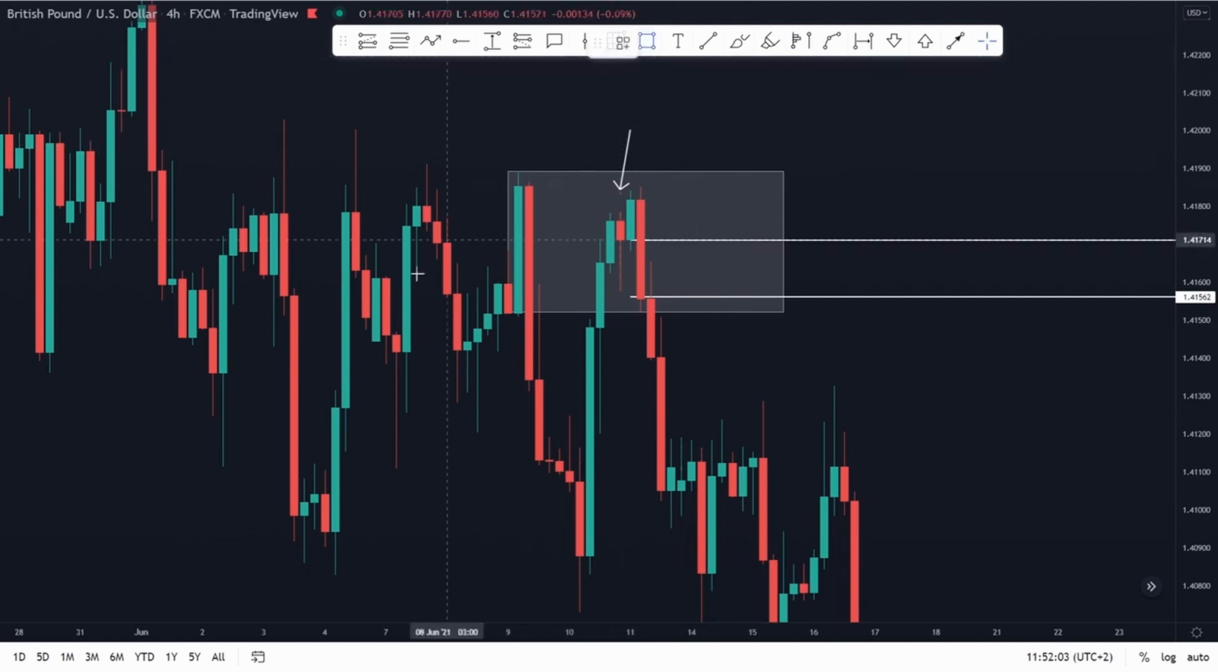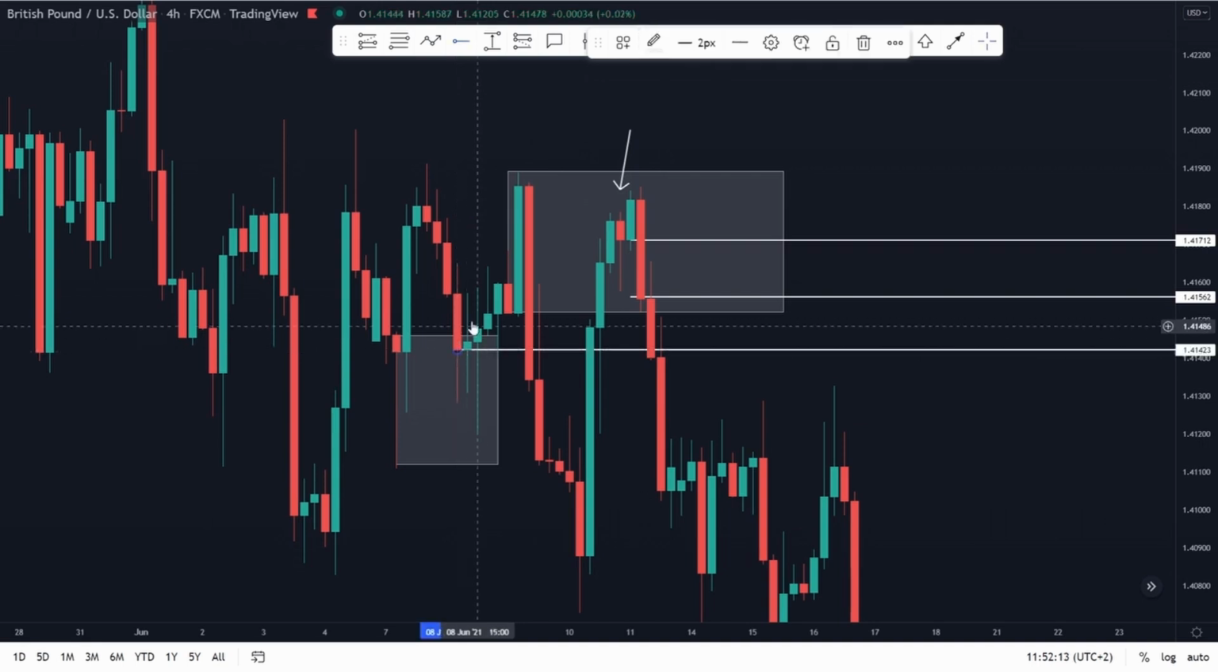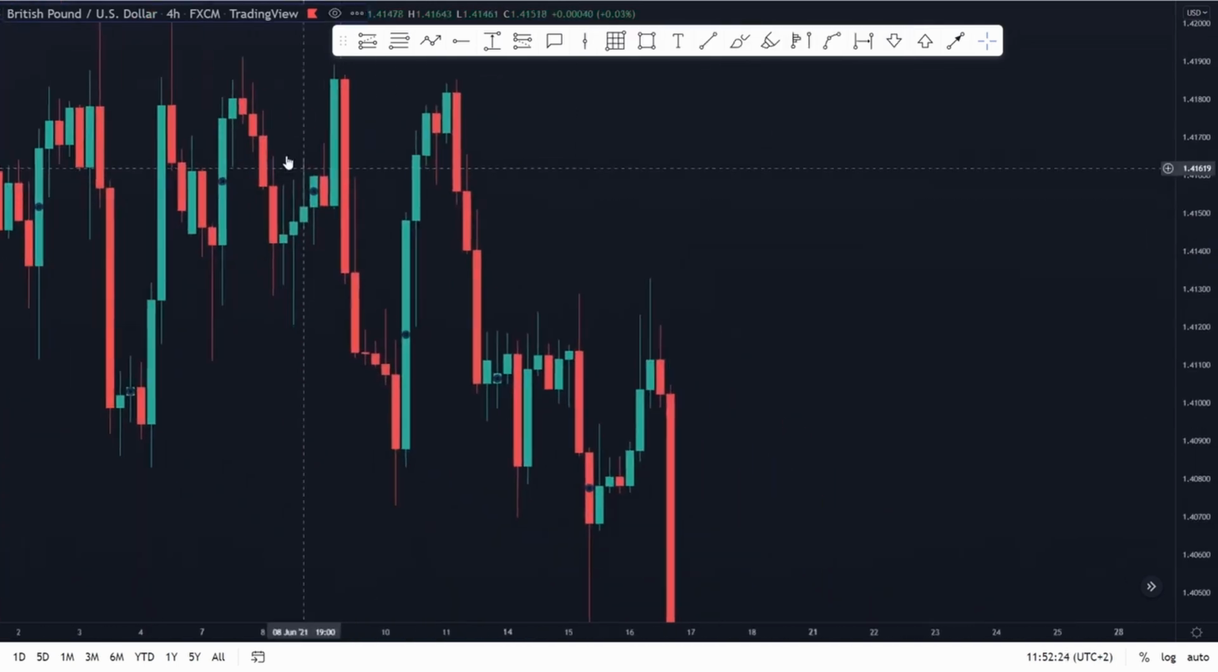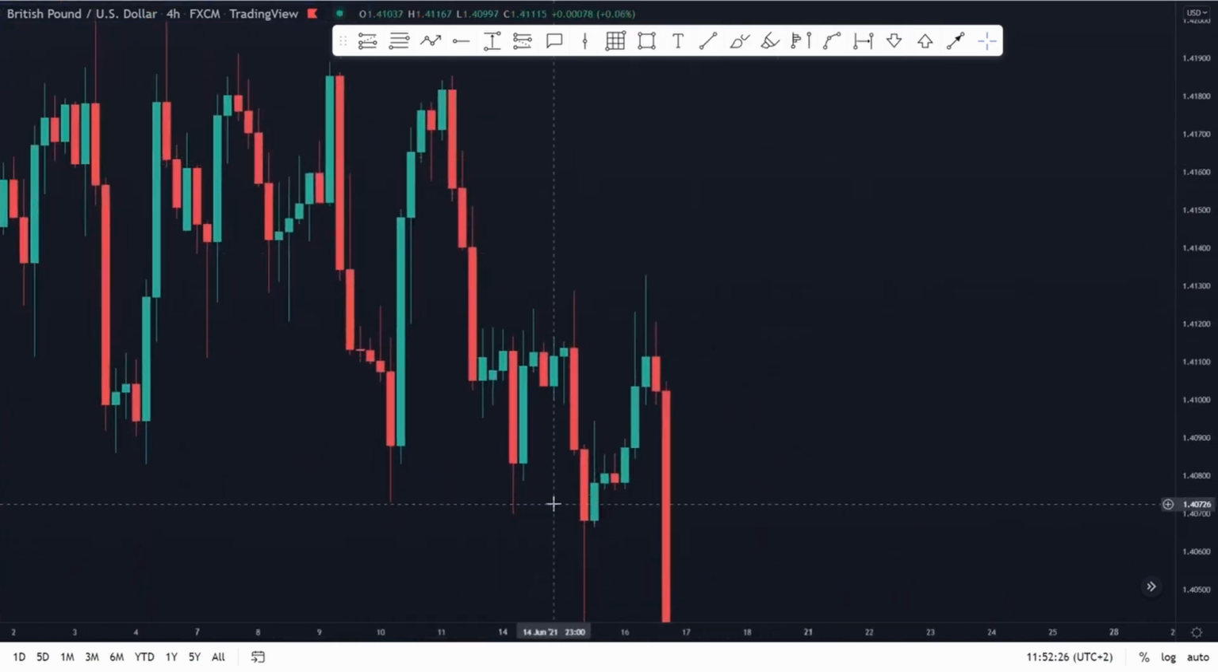But if it's something like this one here, because we can see that this is not an engulfing candle, we can put our buy order over here below, or when the market closes. So that's how you do it. I hope you took a lot of notes throughout the video.